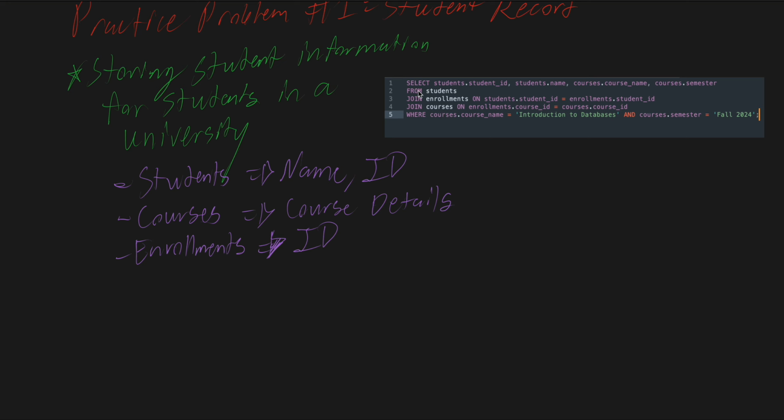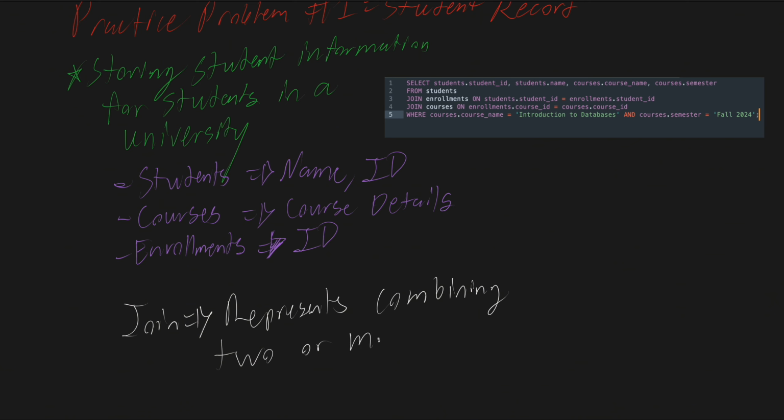So what we are doing is selecting within our relational database to, one, understand the join operation in SQL, which is essential for combining rows from two or more tables on a related column. So to give a breakdown, join represents combining two or more rows from a table.